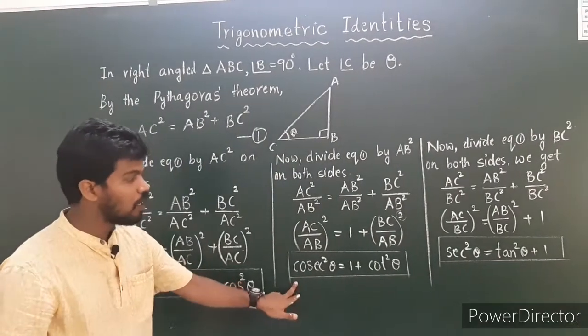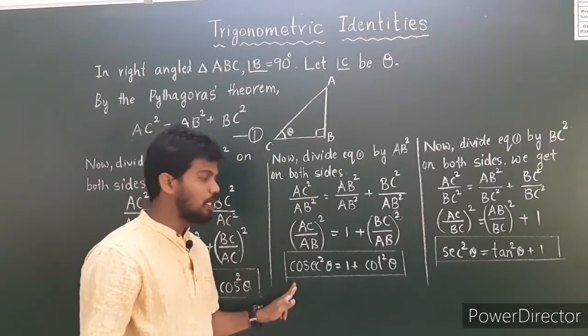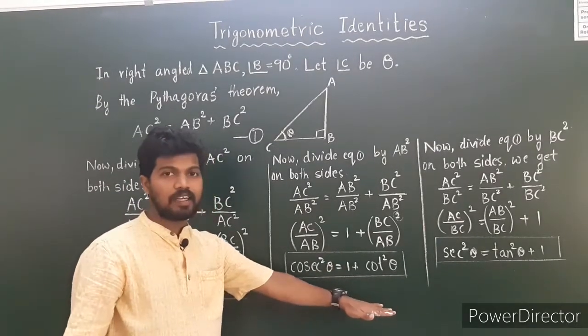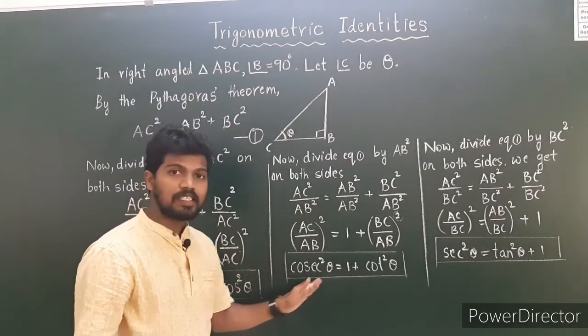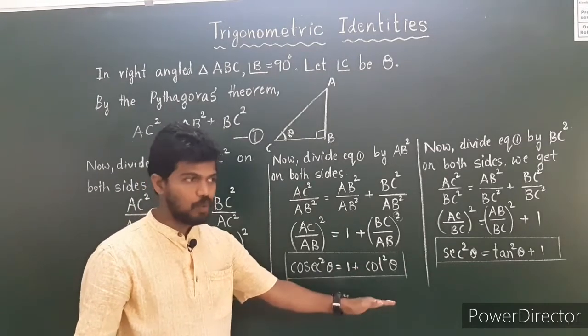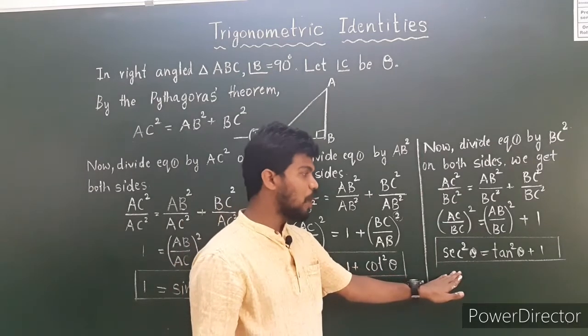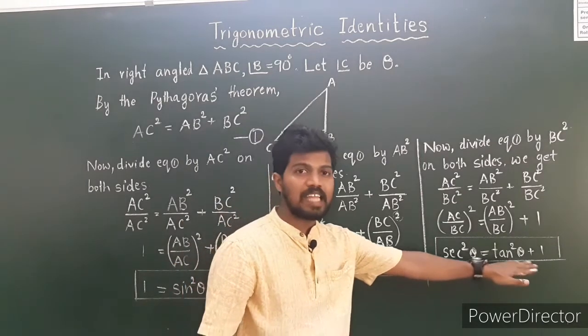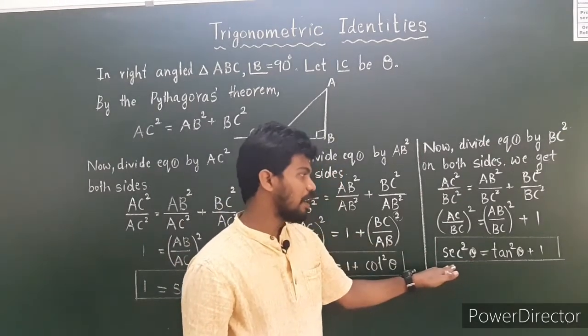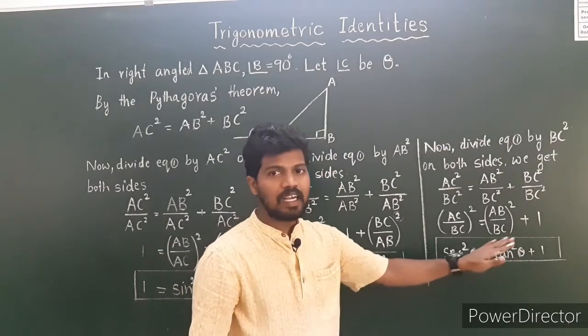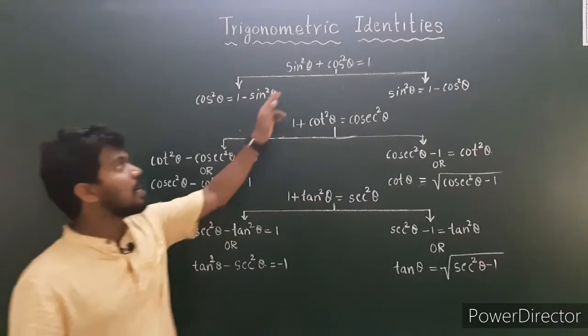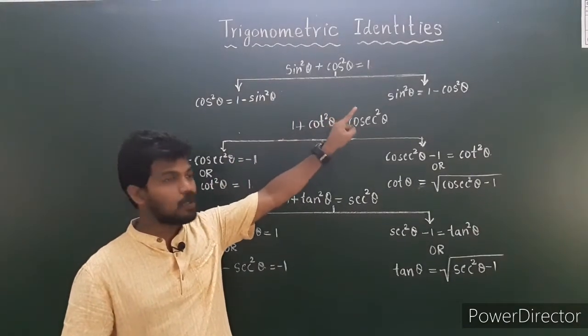The second one, cosecant square theta is equal to 1 plus cot square theta. And the third one, secant square theta is equal to 1 plus tan square theta. So lastly, you studied sin square theta plus cos square theta is equal to 1.